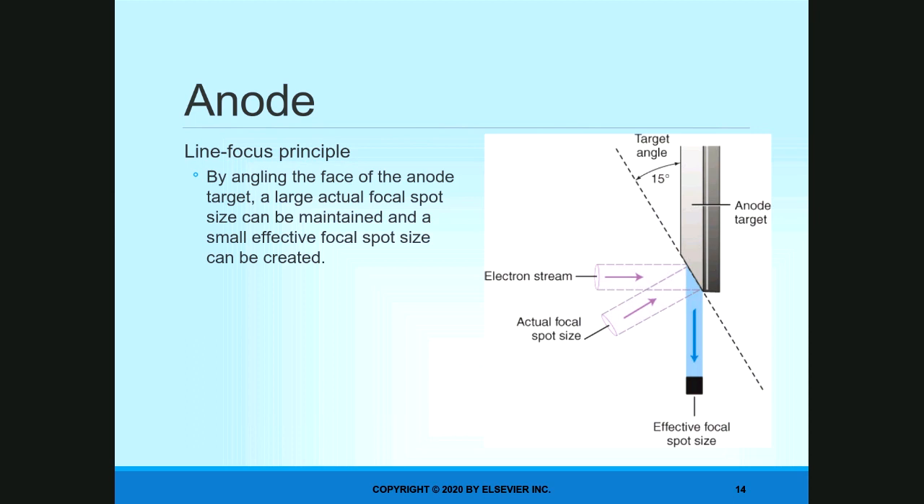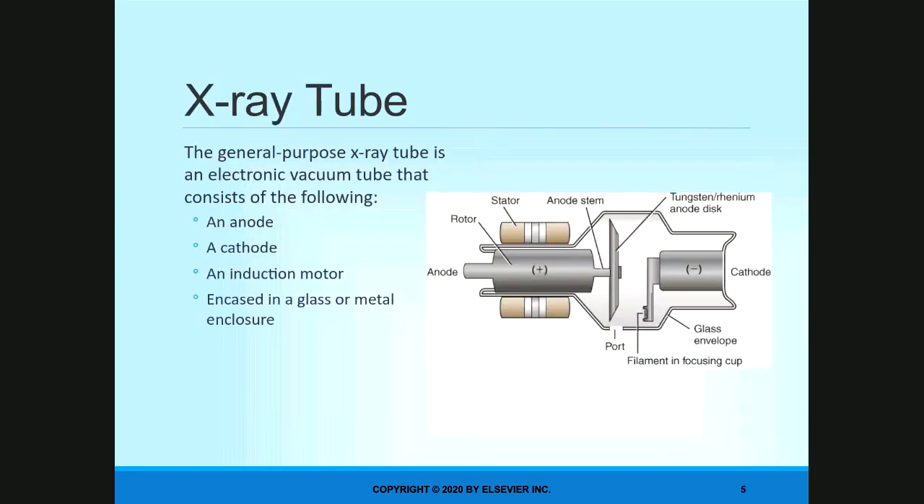All right, now the anode that is located in the glass envelope actually has an angle to it. And when we angle the face of the anode, it allows us to use what's called the line focus principle. The angle that they're talking about is right here. This area right here is angled. If we go back and look at the X-ray tube, they're talking about this right here.